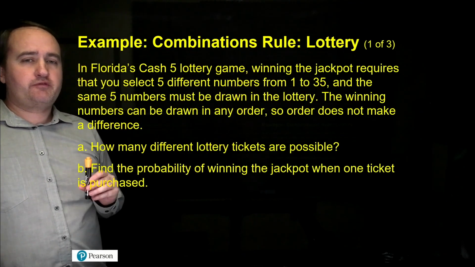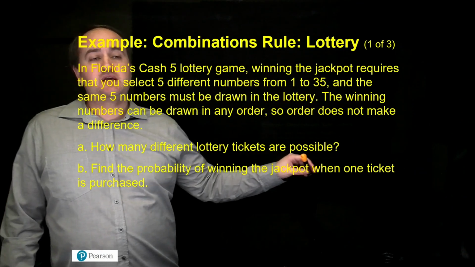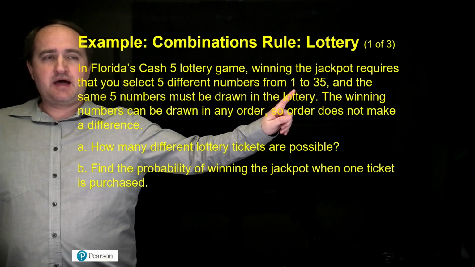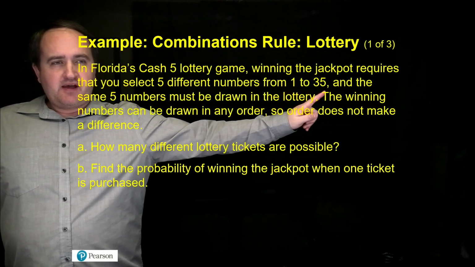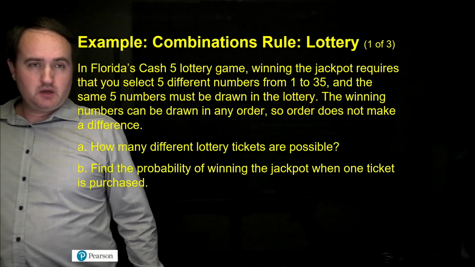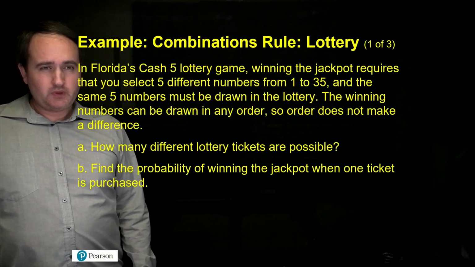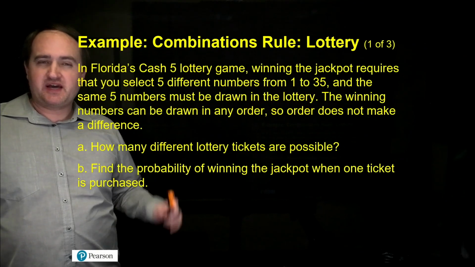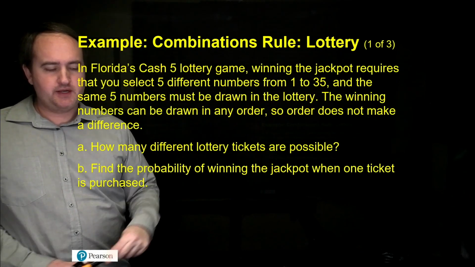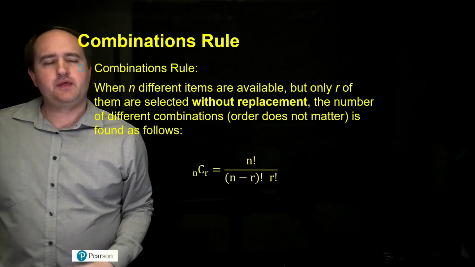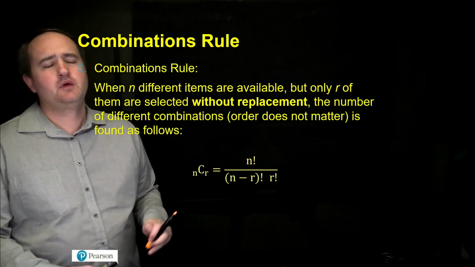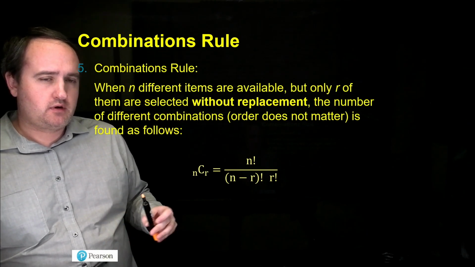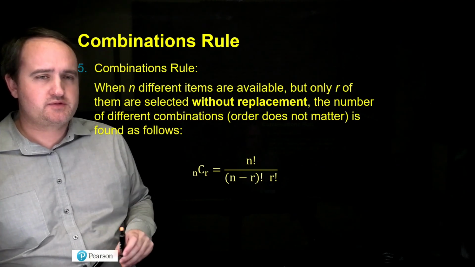Okay, so their first question is, how many different lottery tickets are possible? Well, we can see that we have 35 possibilities, and then we're drawing 5 of them. So because order doesn't matter, we know it's going to be combinations. And then n here is always the bigger number. So n is the bigger number, r is the smaller number.